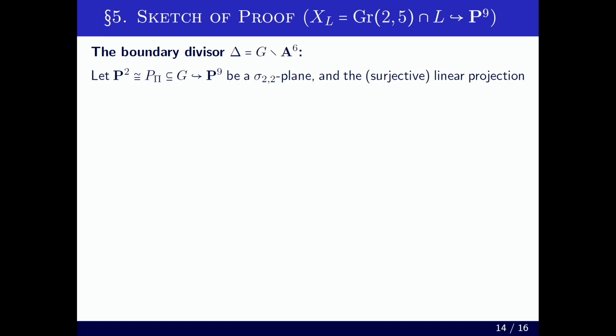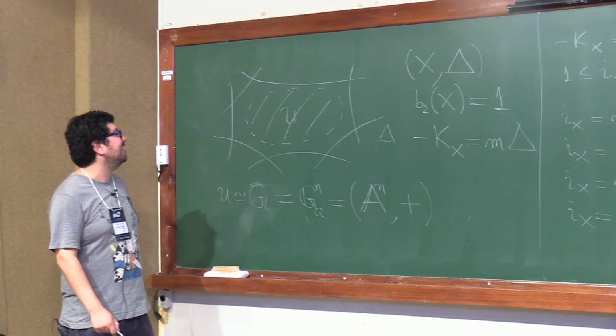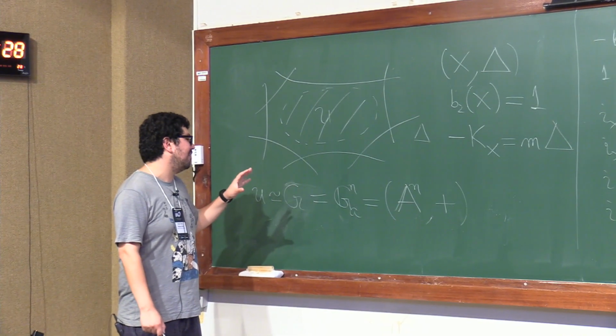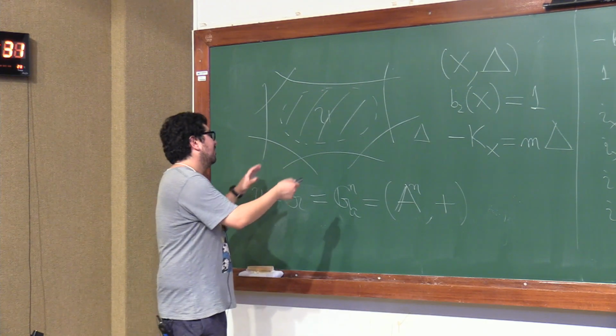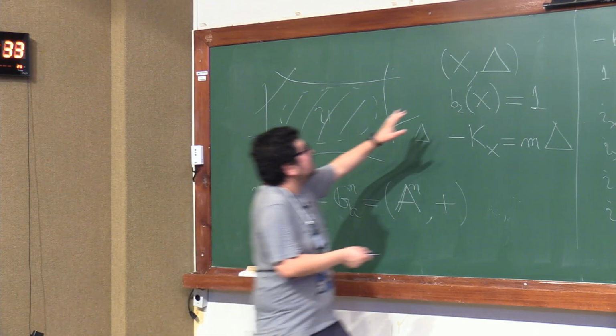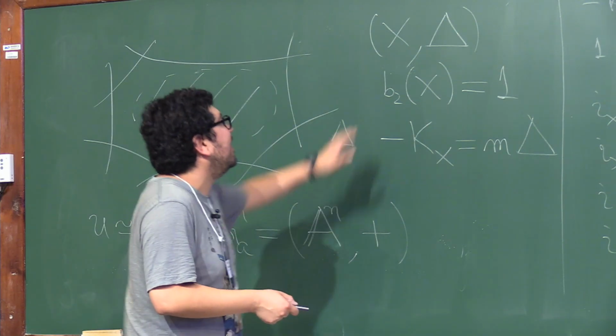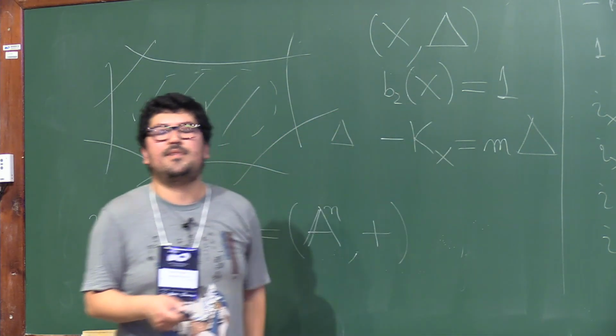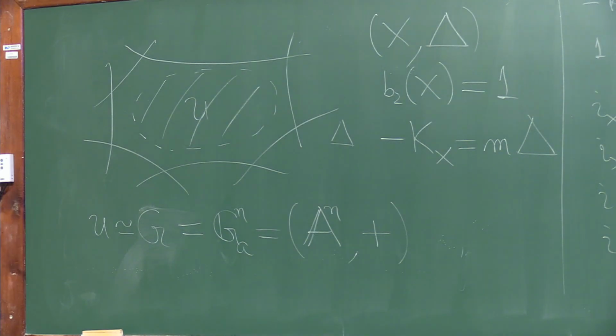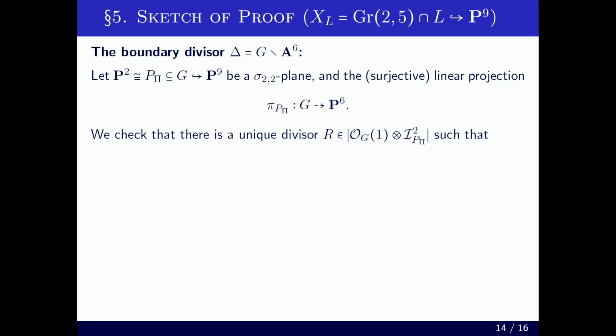Okay, so now let me give you a very short description of the boundary divisor. As I told you, the main point is that we want to classify these pairs, right? Not only the underlying variety, but also the boundary divisor. And we can do it because if you take now a plane inside this Grassmannian, σ_{2,2}, anyway, this is just a name, a plane inside the Grassmannian, you do exactly the same game. You do a projection, but now you get onto P6.